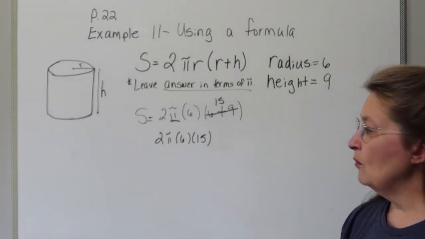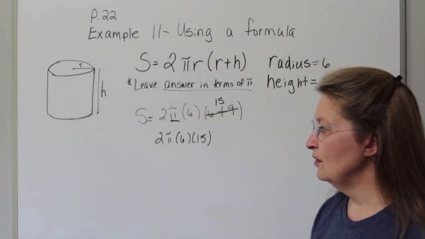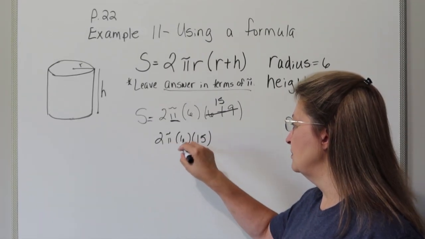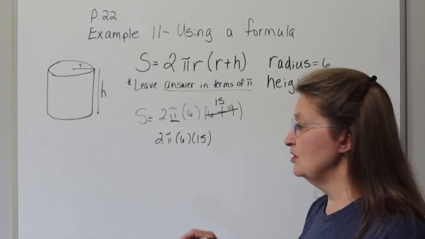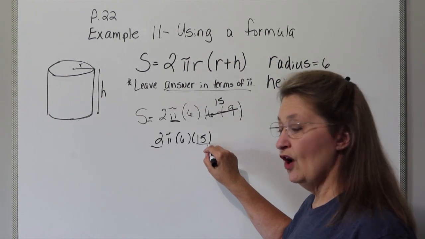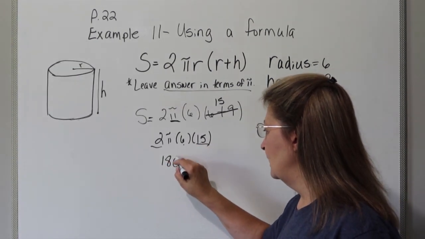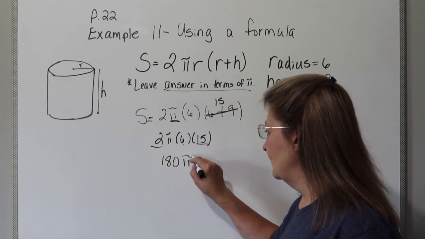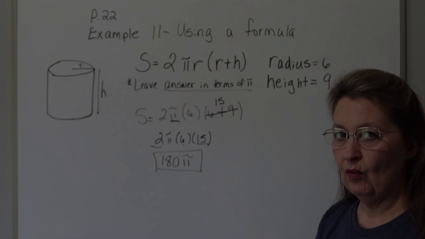Now, like I said, multiplication is commutative. All three of these numbers are multiplied together, and you could get a calculator out and do 2 times 6 times 15, or you can use your commutative property. 2 times 15 would give you 30, and 30 times 6 is 180, and then you have pi. And that's going to be your final answer. You're not going to change that to 3.14.